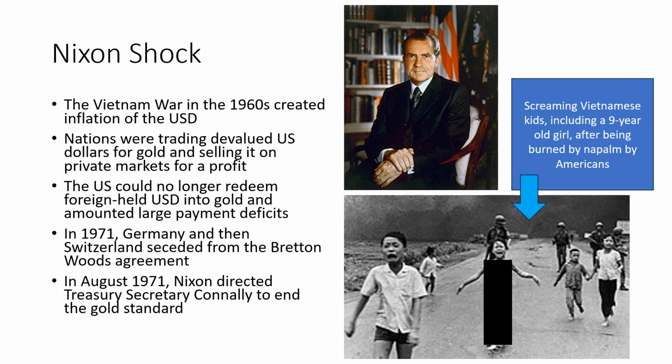So in summary, the Vietnam War created inflation. Because of that inflation, gold became cheap to convert US dollars into gold. So nations started converting their dollars into gold. And then countries started entirely seceding from Bretton Woods. And then Nixon ended the gold standard.